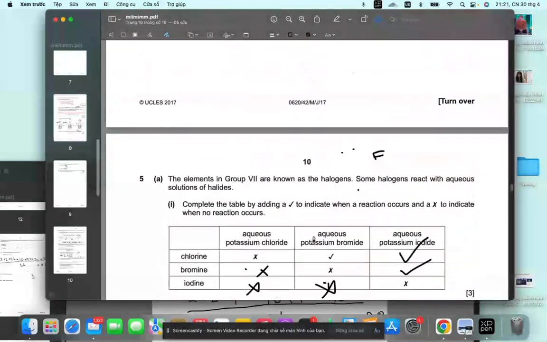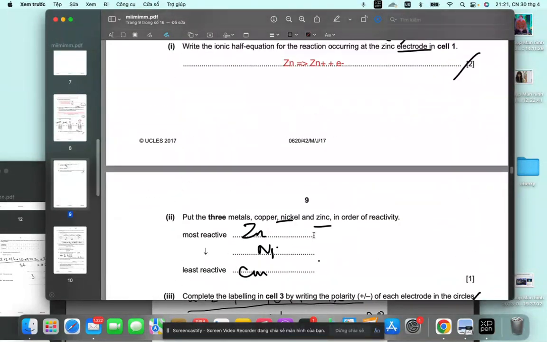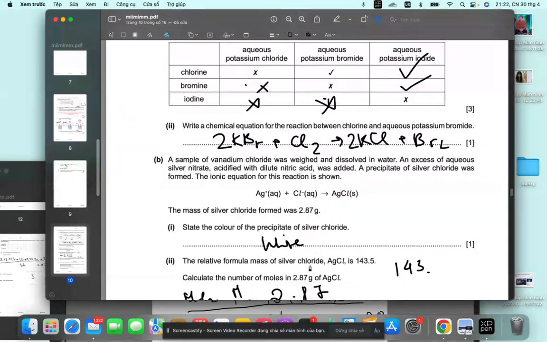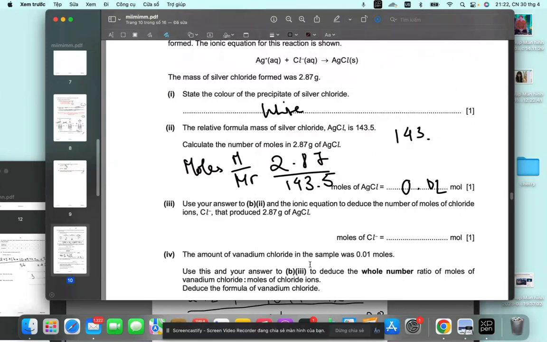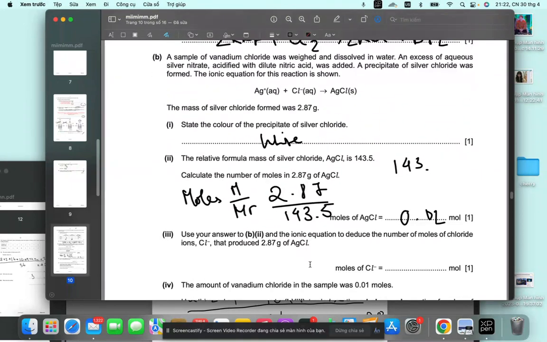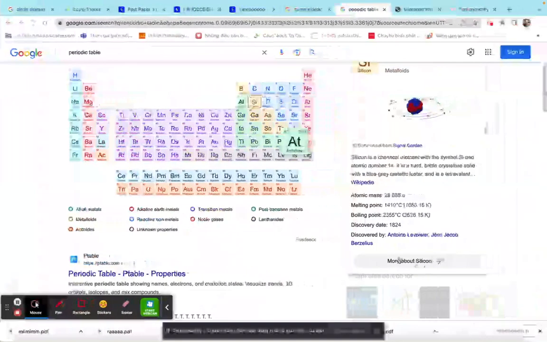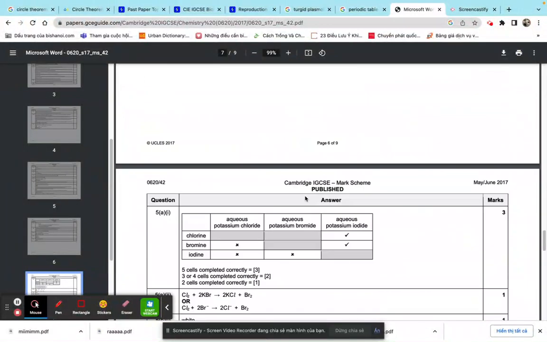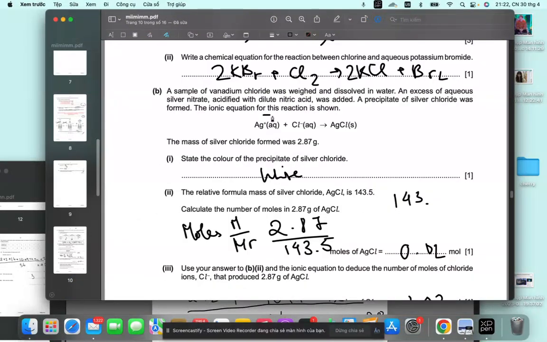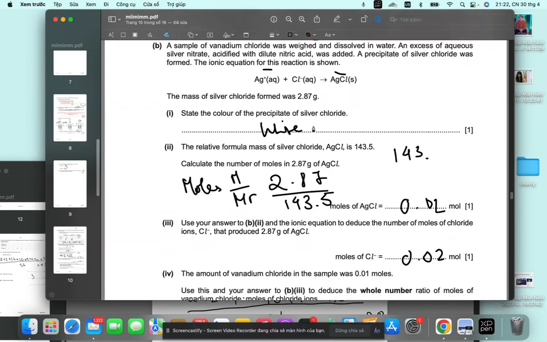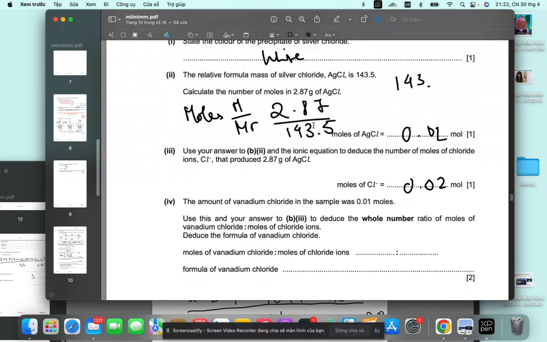Use that to deduce the number of chloride ions produced. And the ionic equation. Where is our ionic equation? To deduce the number of moles of chloride ions produced, I think it's still the same. You could check. Yeah, it is still the same because of conservation of mass. However many moles there are in here, there'd be the same amount made in the product because of conservation of mass.